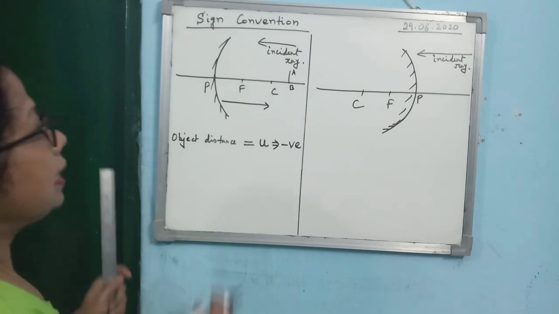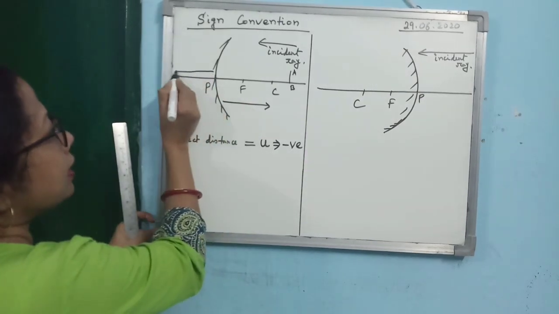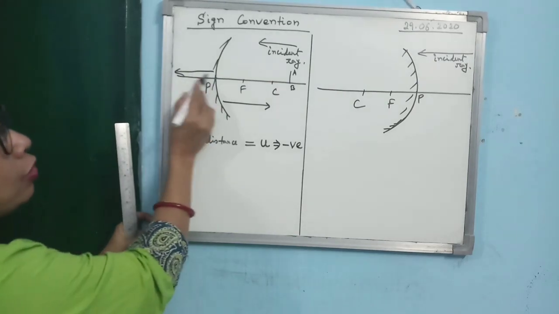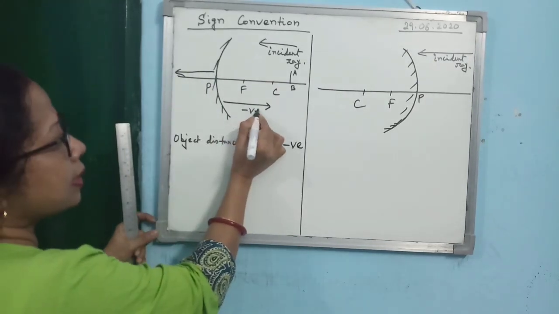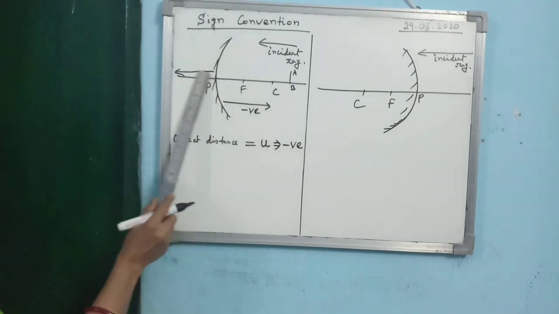Alright? Then next is, if you measure the distance behind the mirror. Behind the mirror, when you are measuring the distance, so this distance is negative, and when you are measuring the distance behind the mirror, look at it, you are going like this.